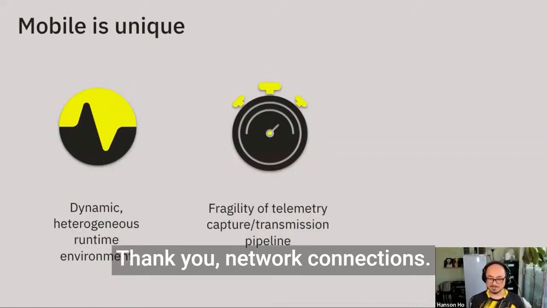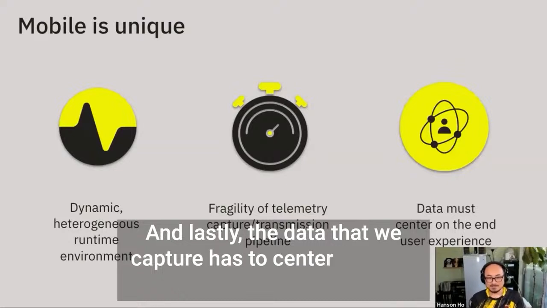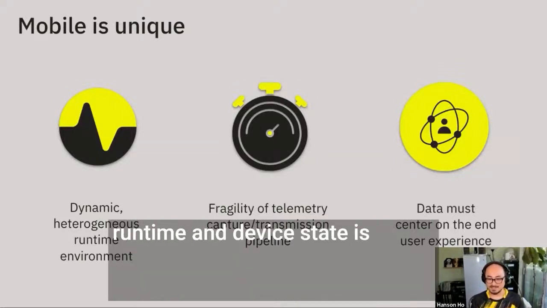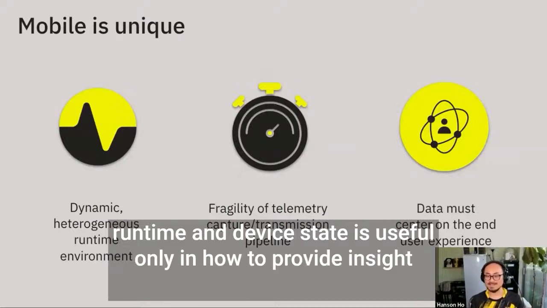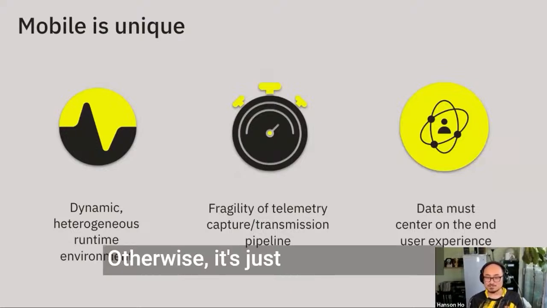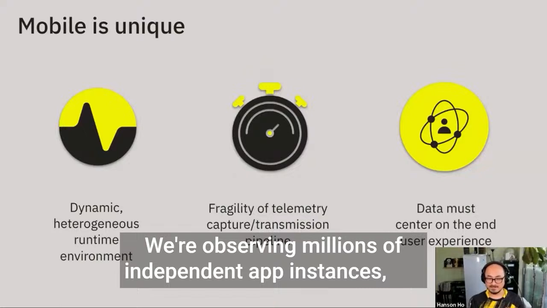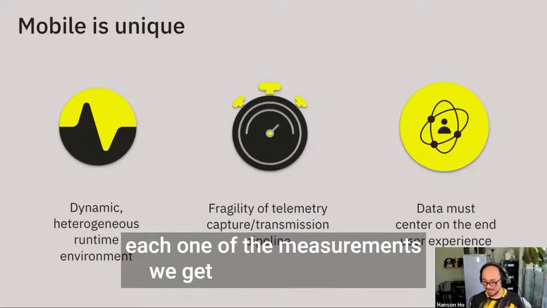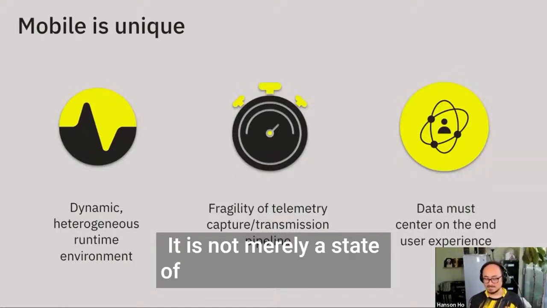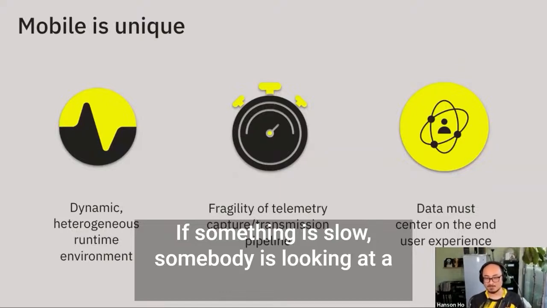Thank you, network connections. And lastly, the data that we capture has to center the user experience, because operational runtime and device state are useful only in how they provide insight into individual user experiences end to end. Otherwise, it's just trivia. On mobile, we're observing millions of independent app instances, but each one of the measurements we get maps back to a user. It is not merely the state of health of the system. If something is slow, somebody is looking at a very slow phone.